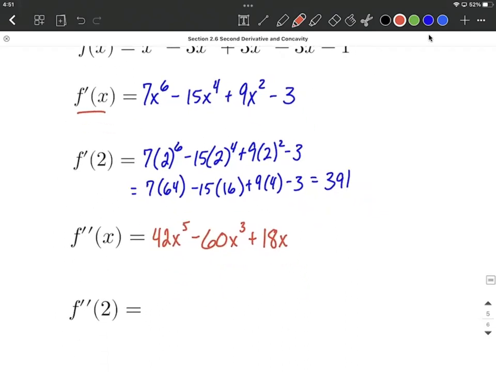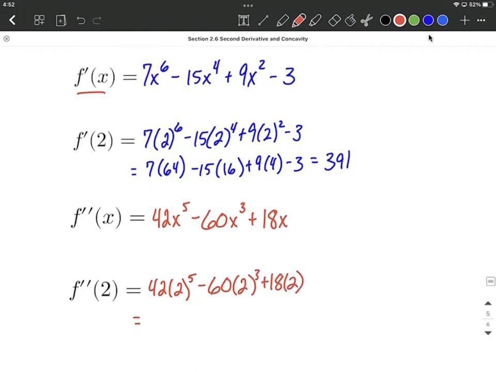Evaluating this at 2, that means over on the right-hand side, we're going to replace each one of those x's in the second derivative with 2's. Do a little bit of simplifying down, showing my work here. If you're like, calculator, here we come: 2 to the 5th is 32, minus 60 times 8, plus 36 here at the end. Works out to be 900.